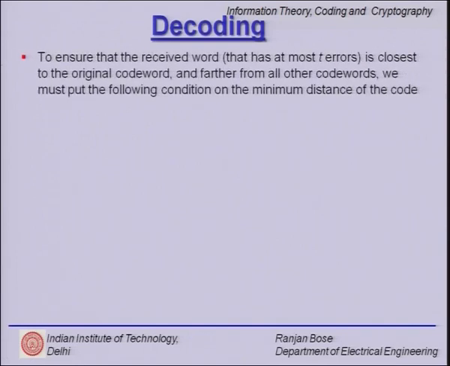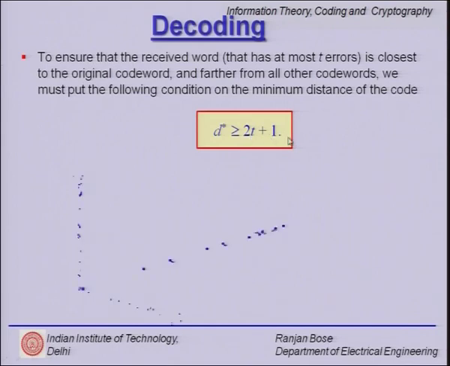So now we would like to look at the correction part, the decoding part. We would like to ensure that the received word, which has t errors or at most t errors, is closest to the original code word and at the same time farther from any other code words. Okay. So we want to have unambiguous decoding. So what I want is that the minimum distance, which is the separation between the 2 code words closest to each other, should be greater than or equal to 2t plus 1.